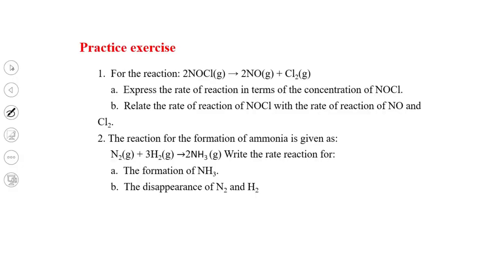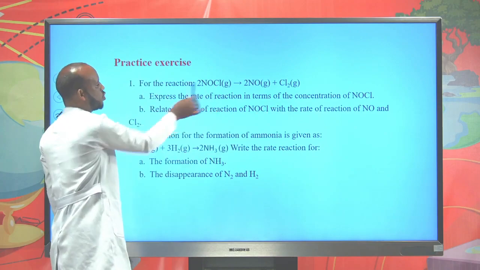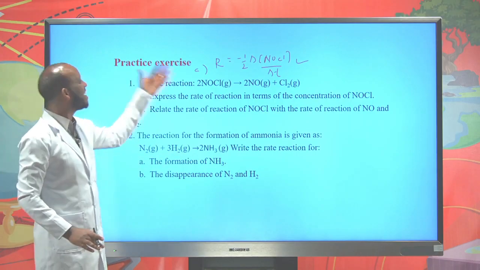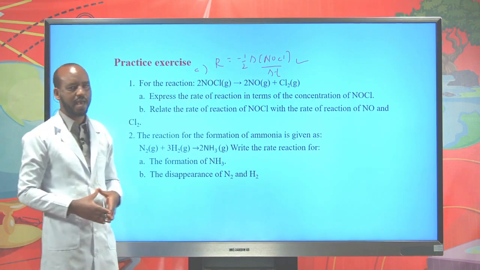1. For the reaction 2NOCl(g) → 2NO(g) + Cl2(g). Express the rate of reaction in terms of concentration of NOCl. Rate equals minus 1/2 change in concentration of NOCl divided by change in time. This is the rate of this reaction in terms of disappearance of NOCl.